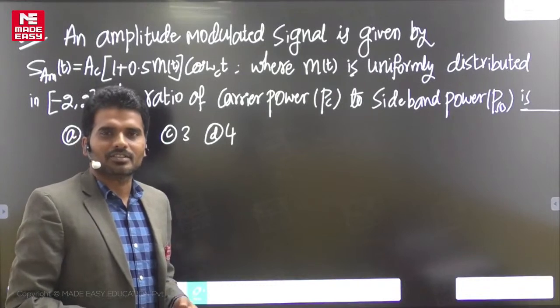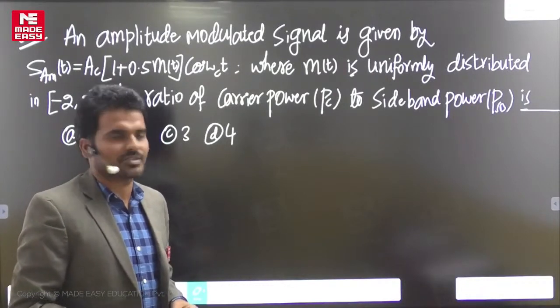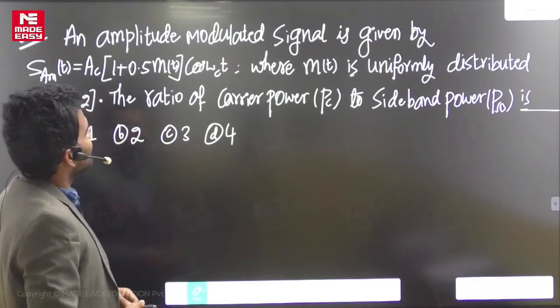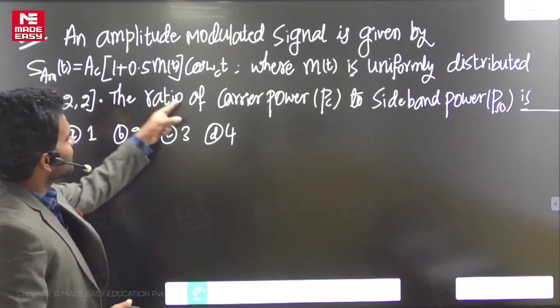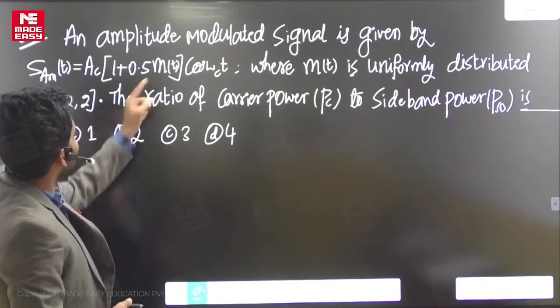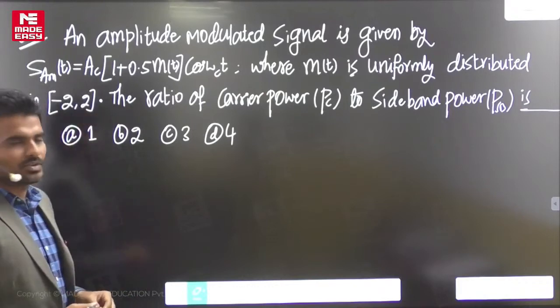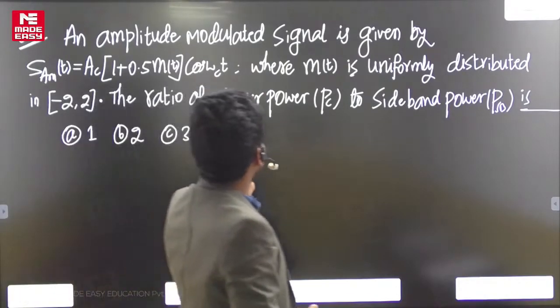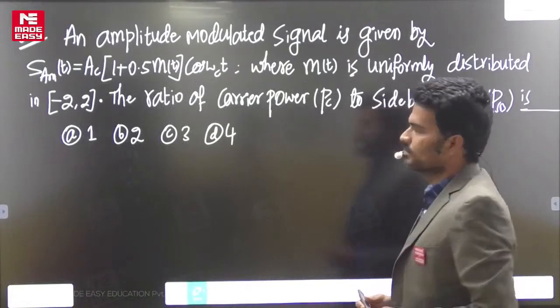In this session, I will try to give some important questions for this subject, communication systems. If you see the first question, this is about amplitude modulation. Here an AM signal is given where this message signal m(t) is uniformly distributed in the interval -2, 2. Then we have to find the ratio of Pc to Psb, the carrier power to sideband power.